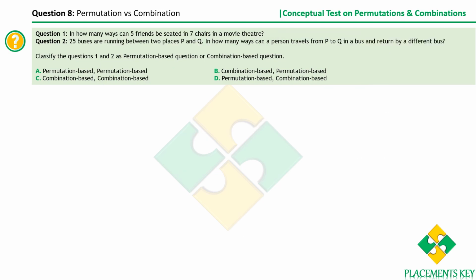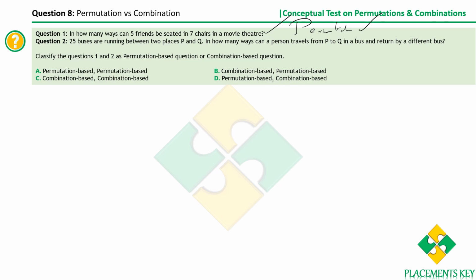Now, in how many ways can 5 friends be seated in 7 chairs? 5 friends be seated in 7 chairs. Now, as already told, whenever you have a seating arrangement question, straight away it is a permutation based question. Okay, because seats have numbers and therefore order is important.